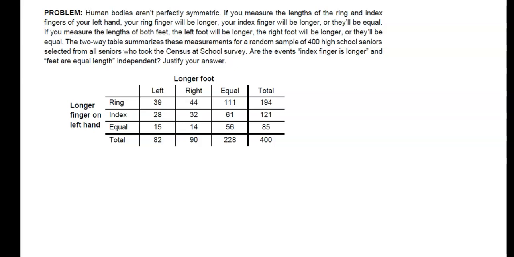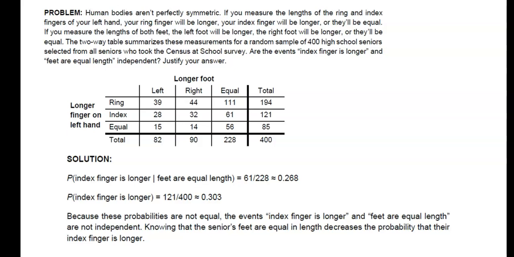Human bodies aren't perfectly symmetric, that's true. If you measure the lengths of the ring and index fingers on your left hand, your ring finger would be longer or your index finger would be longer, or they'd be equal, and so forth. A two-way table summarizes these measurements. Are these events, index finger is longer and feet are equal length, independent?